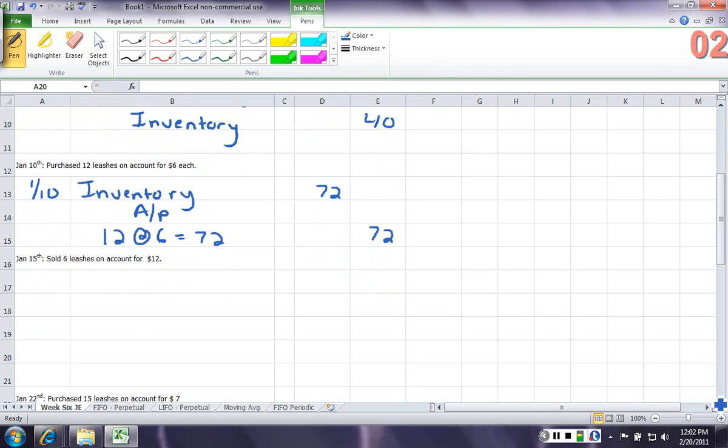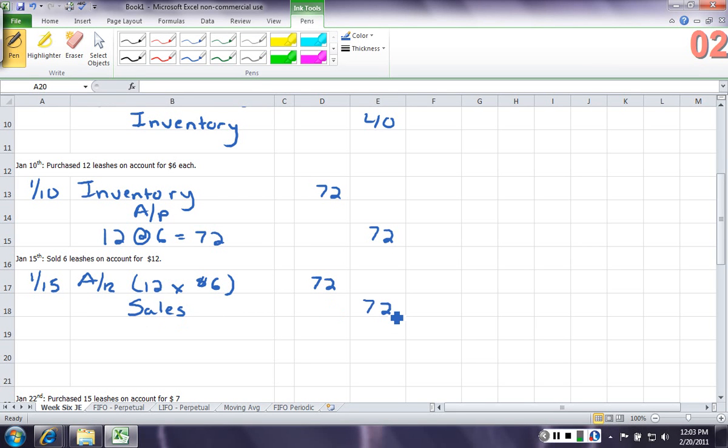Now I'm going to sell 6 leashes on account. So on the 15th, I don't get cash, but I do have accounts receivable. My customers owe me that amount of money. So 12 times 6 is 72, which is how much I sold them for, and I have sales of 72.